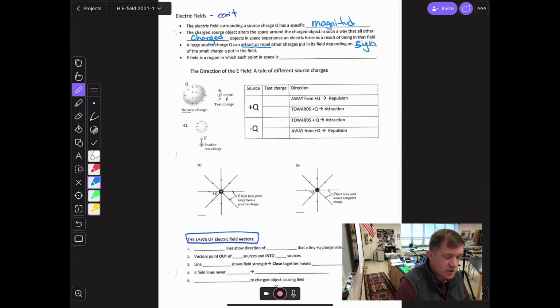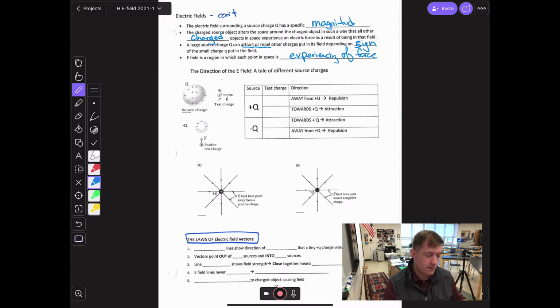It's a space where each point in space is experiencing a force. Now, you have to meet the criteria to feel that force. If you have a charge, then you will respond to an E field. If you have a mass, you will respond to a gravitational field. And there's a few others that we'll talk about.